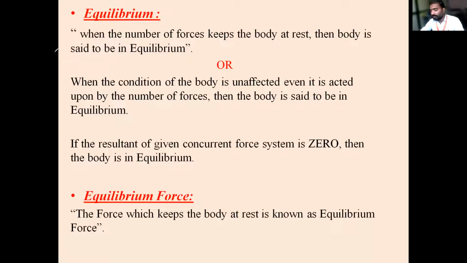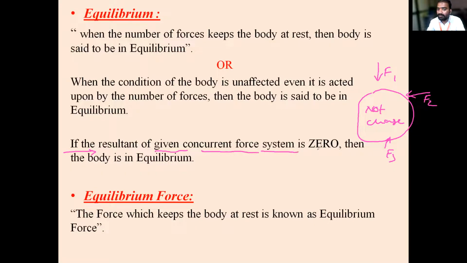So whenever you consider this is a body, there are forces applied on it: force F1, force F2, force F3. So many forces are acting, even though the body is not changing. It is not changing its position with respect to any other forces. It means the body is in equilibrium. If the resultant of the given concurrent force system is 0, then the body is also in equilibrium. So you can call it like this. This is one statement. This is also a statement.